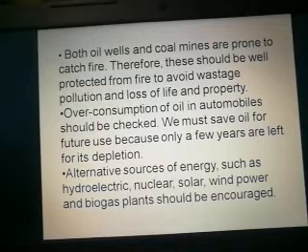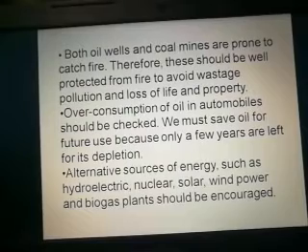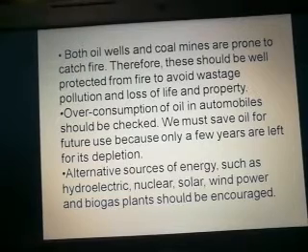One very important way to conserve these sources is using alternative sources of energy, like hydroelectric energy, nuclear energy, solar energy, wind power and biogas plants. So we can use these alternate sources of energy and try to conserve these exhaustible, non-renewable sources of energy.